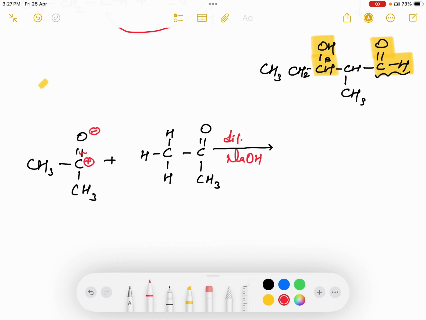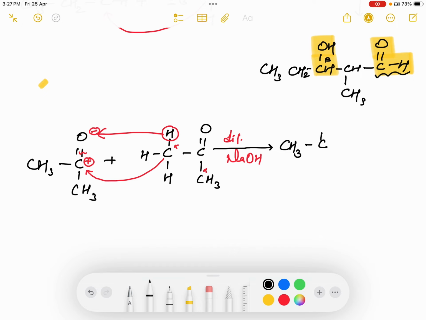Again, you will see alpha carbons. In this case, this is also an alpha carbon, and this is also an alpha carbon, so you can use any of them. Both of them have hydrogen, so you can use any one of them. Now this hydrogen will dissociate and go and attach to this oxygen, and this carbon will come and attach to this carbon. And the product formed will look like this.